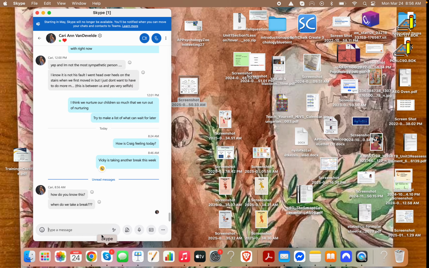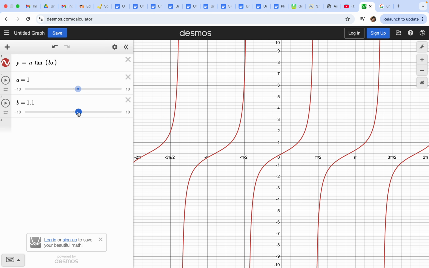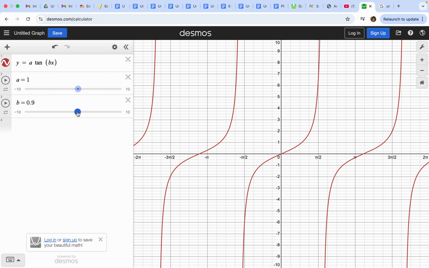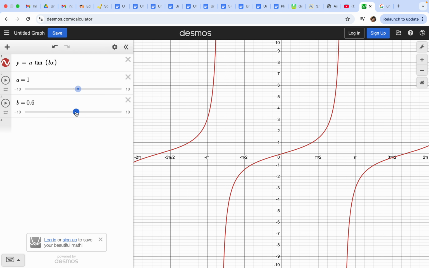And if I have a fraction for b, right? So it's not quite 1. I can see that it starts to repeat slower and slower and slower, right? That is the fractional value there, because if I'm multiplying it by a fraction, I'm really slowing down how fast it's going around the unit circle.